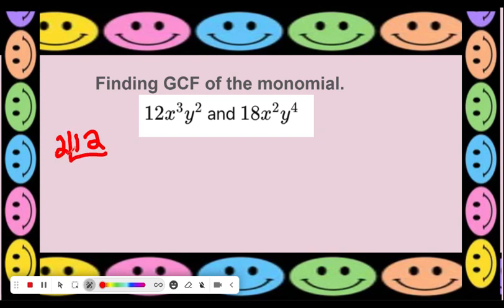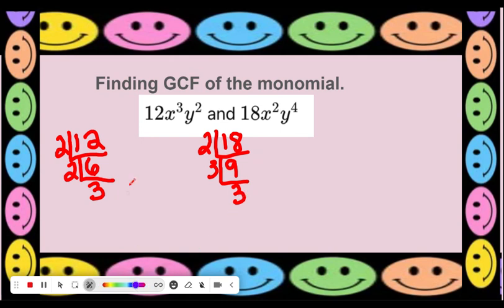Half of 12 is 6. 6 is composite, so we need to break it down. 6 divided by 2 is 3. So 2 times 2 times 3 is the prime factorization of 12. And then we have 18. Half of 18 is 9. 2 can't go into 9, but 3 can. 9 divided by 3 is 3. 3 is prime, we stop.